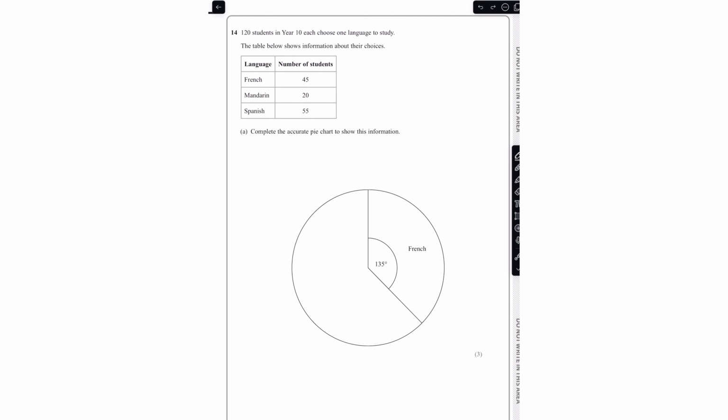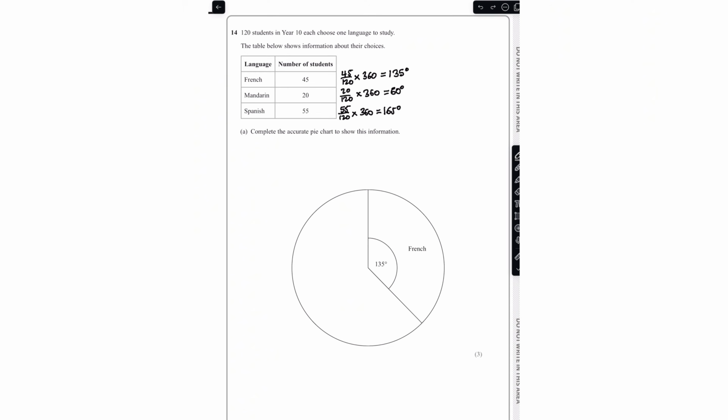For example, with the French students, I have 45 divided by 120, and I'm going to multiply that value by 360. And when you put that into your calculator, that gives you 135 degrees. So now I know that this formula is correct. So what I'm going to do is just repeat the same thing for Mandarin and Spanish students. So 20 divided by 120 multiplied by 360 equals 60 degrees. And 55 divided by 120 multiplied by 360 equals 165 degrees.